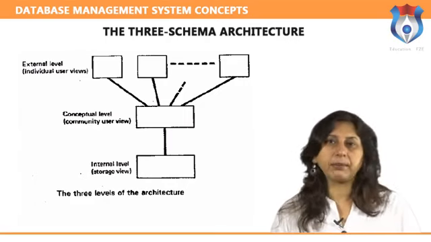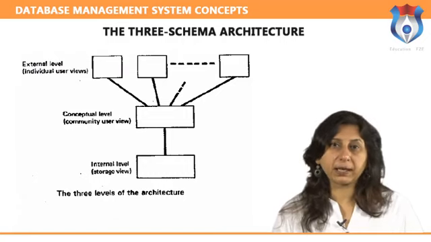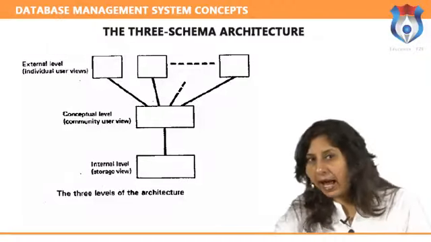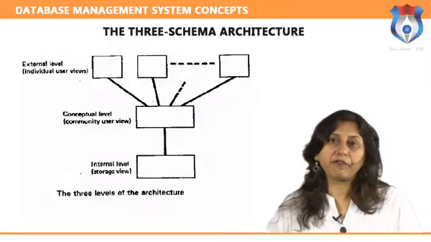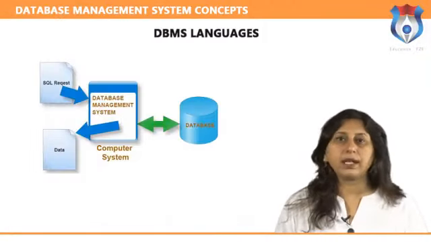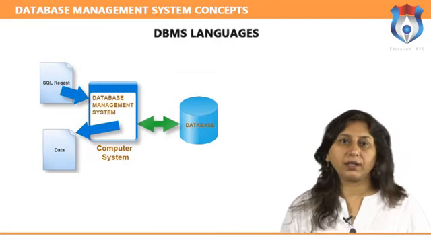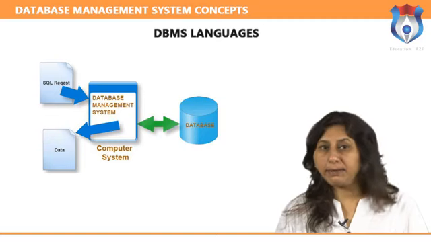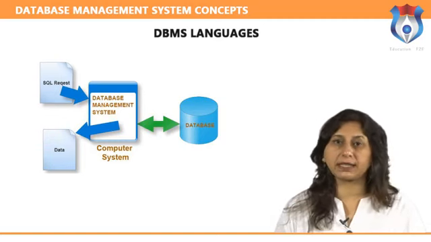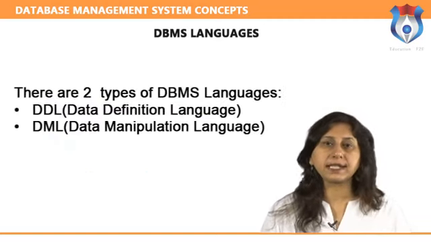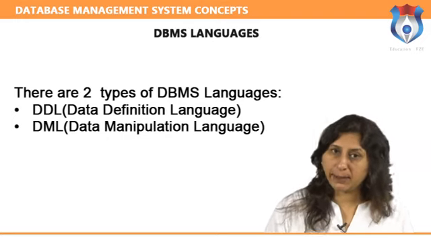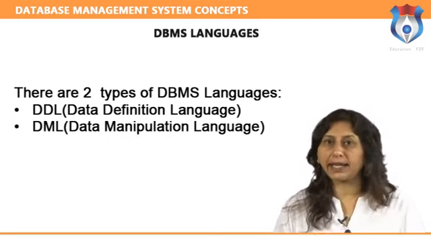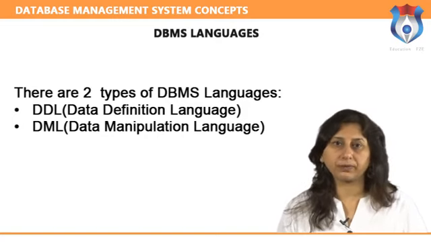Each external schema describes the part of the database that a particular user group is interested in and hides the rest of the database from that user group. DBMS languages. Once the design of a database is completed and a DBMS is chosen to implement the database, the first step is to specify conceptual and internal schemas for the database and any mappings between the two.